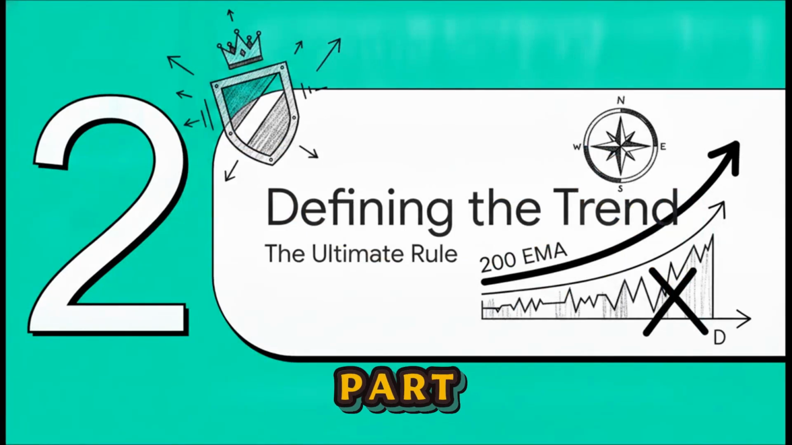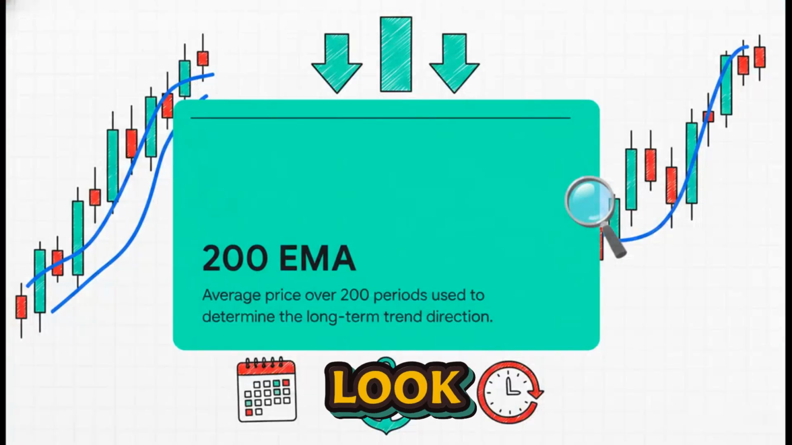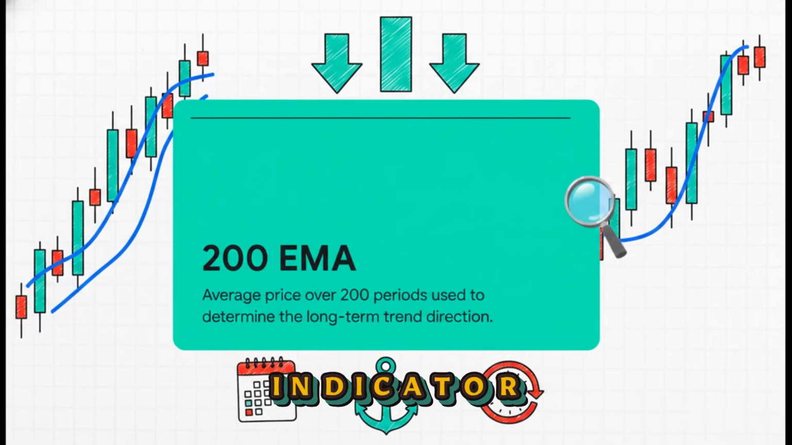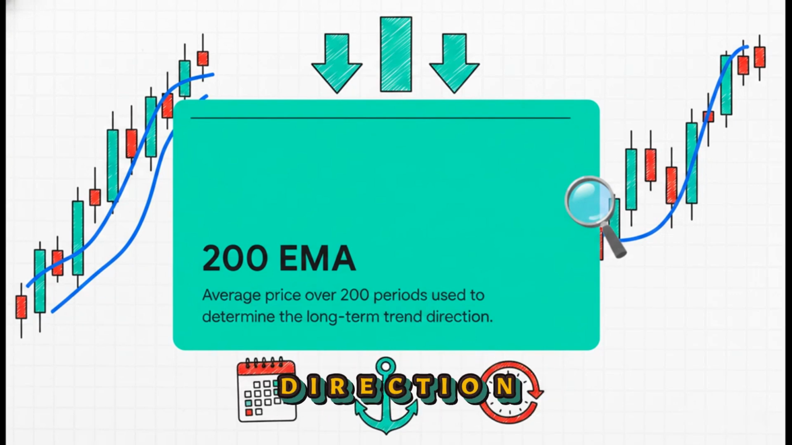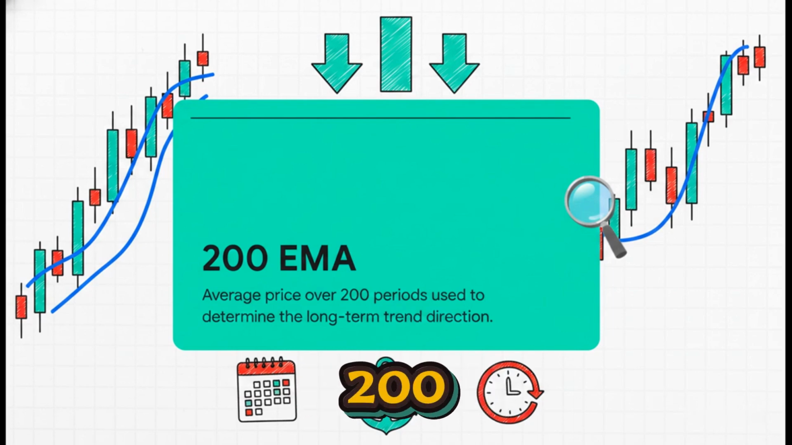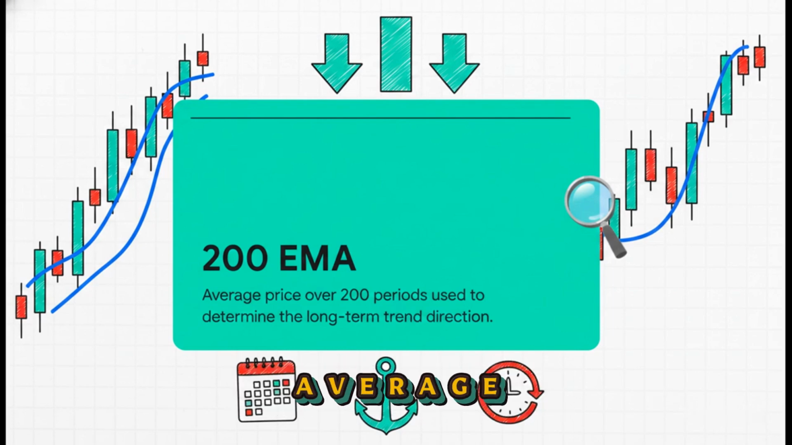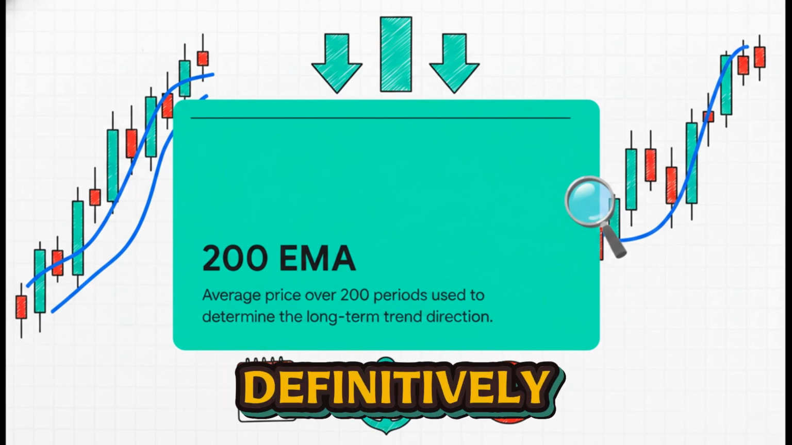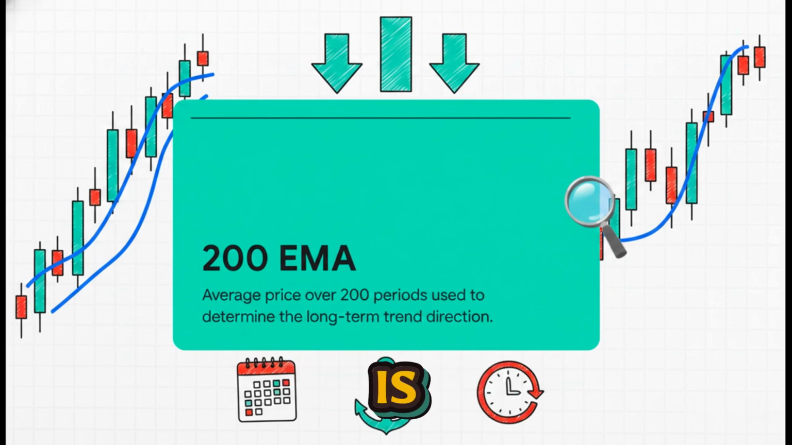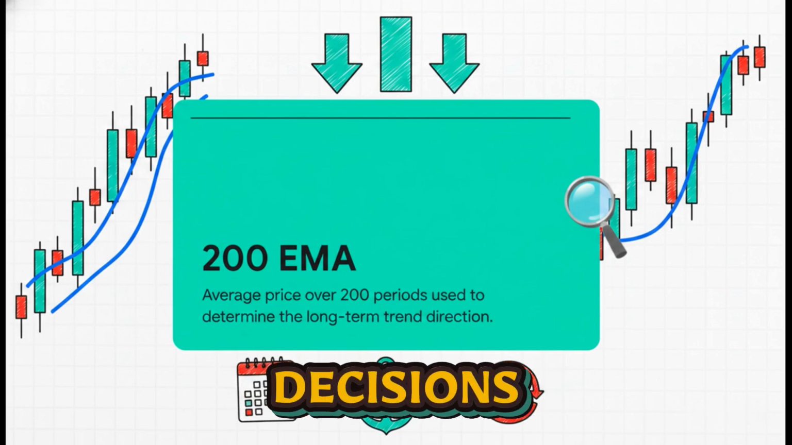Moving on to Part 2, Defining the Trend, the Ultimate Rule Setter. Look, before you even glance at a stochastic indicator, you absolutely must establish an unshakable rule for your trend direction. That anchor is the 200 EMA, or exponential moving average. It calculates the average price over the last 200 periods, but it places heavier weight on recent data. For swing trading, particularly on a 4-hour chart, this single, simple line definitively dictates your long-term trend. It is the absolute foundation of your trading decisions.